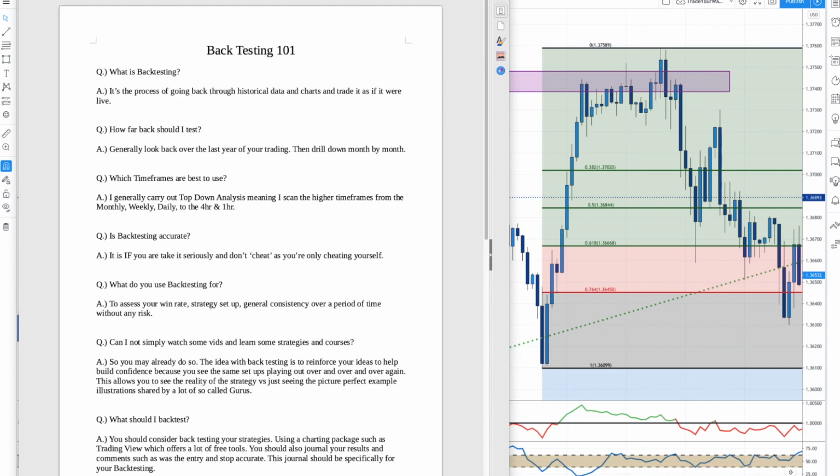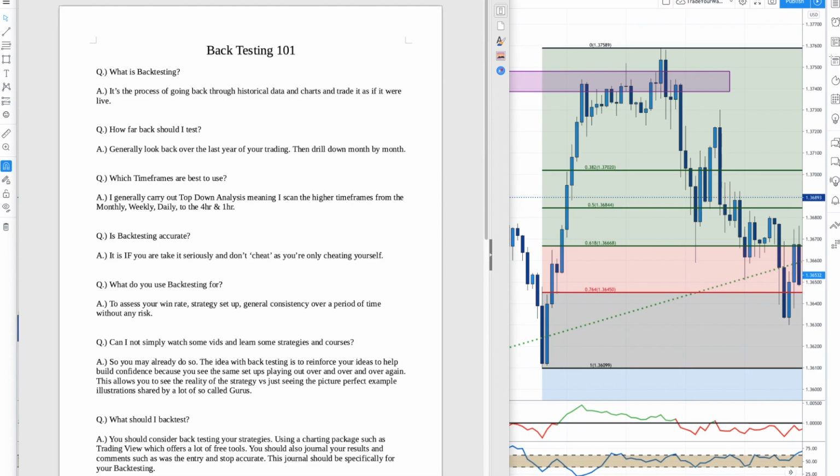Use a good charting package such as TradingView. It offers a lot of free tools. Also, journalize your results and comments, such as: was the entry and stop accurate? What's the win rate like? Am I profitable? What am I doing right? Am I doing wrong? This journal should be specifically for your backtesting.